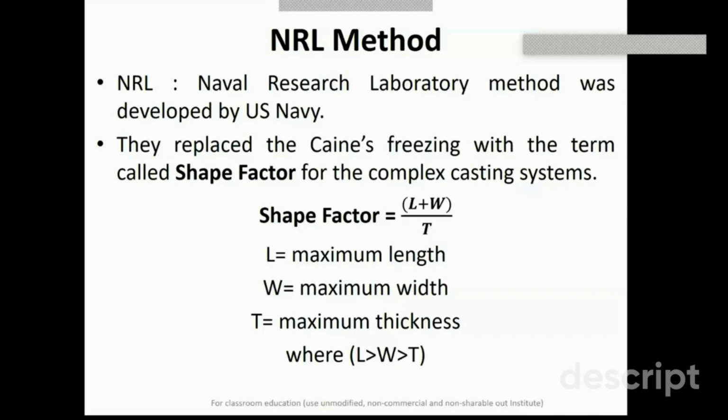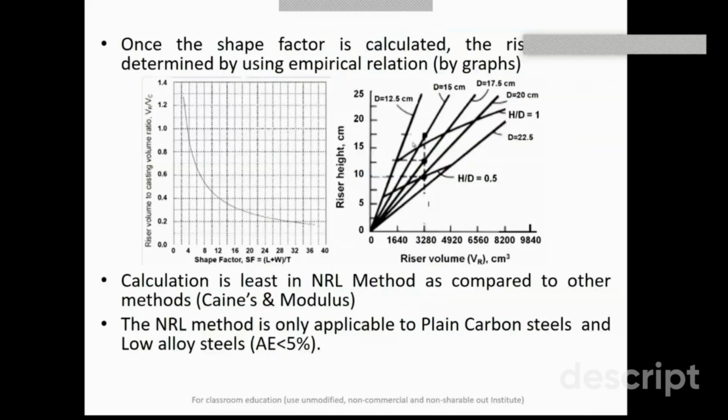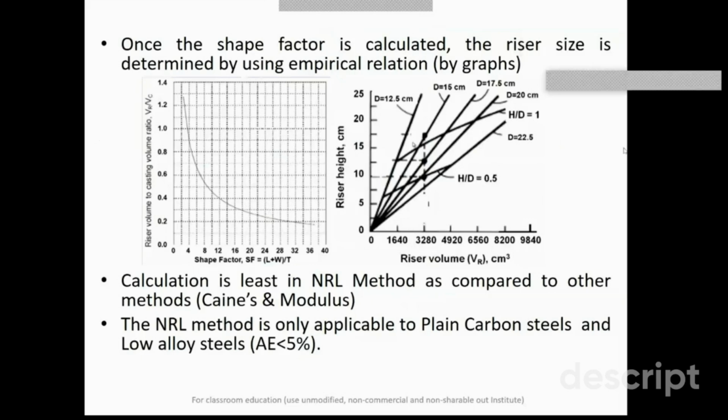And what is the shape factor? They have defined that shape factor equals (L plus W) divided by T, where L is the maximum length of your casting, W is the maximum width of your casting, and T is the maximum thickness of your casting, where L is greater than W, which is greater than T. Now you have to calculate the shape factor. And once the shape factor is calculated, the riser size is determined by using an empirical relation given by graphs.